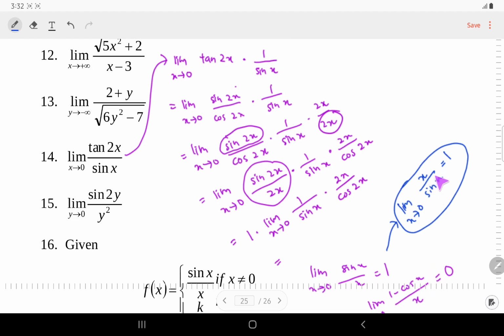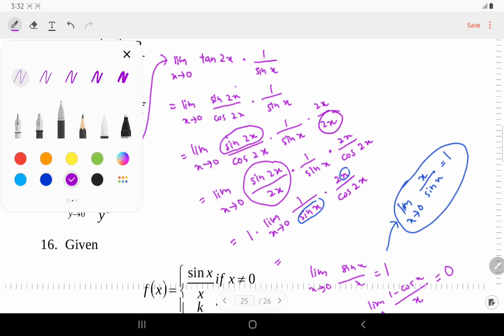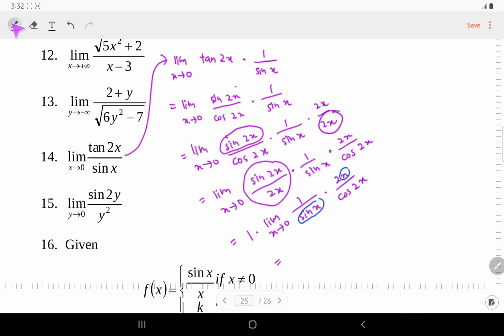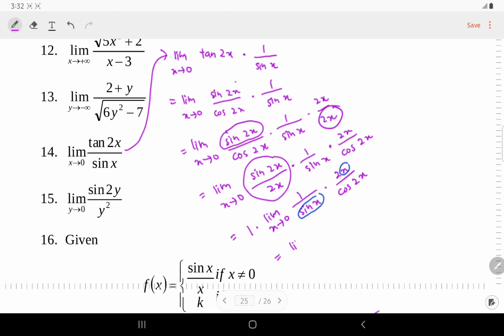So we want to apply this theorem for term yang ni. Atas ada x, bawah ada sin x. So kita nak apply yang ni. So in order to apply this theorem, we need to do some simplification. Okay, ni saya buang dulu, sebab tak muat. So we need to arrange x dengan sin x ni satu tempat, sebab we want to use the squeezing theorem tadi.